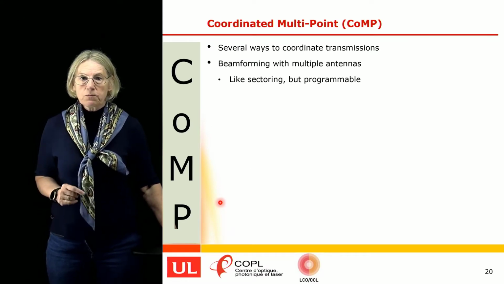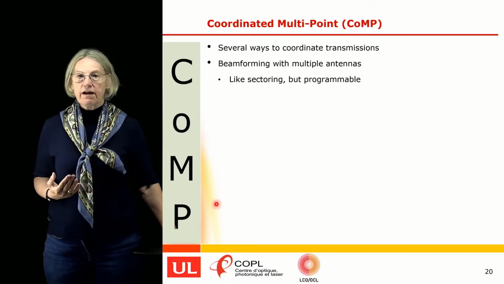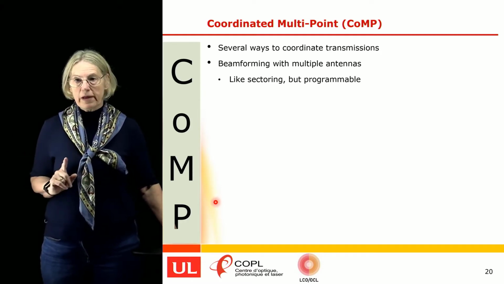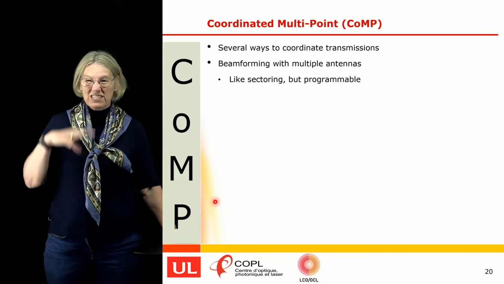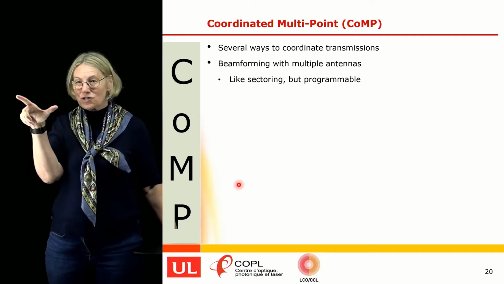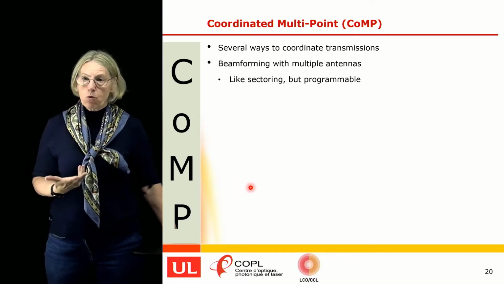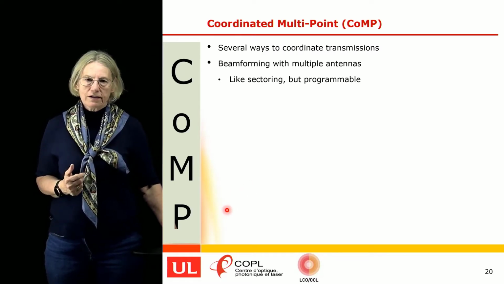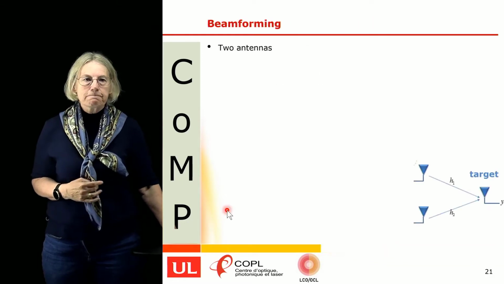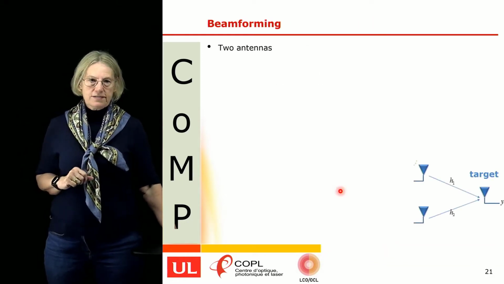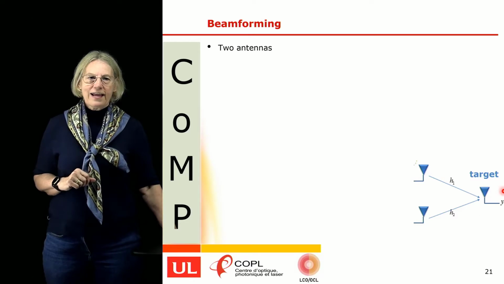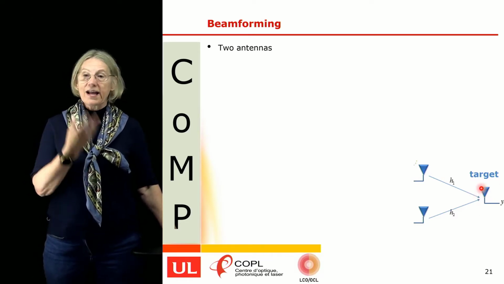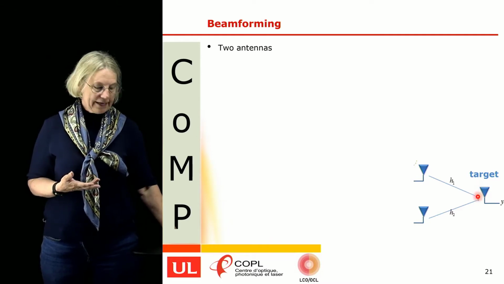So coordinated multipoint coordinates transmissions at the RF level, and there's many ways to do this. One simple way is beamforming with multiple antennas. We can think of sectorized antennas which only look in a certain direction, but beamforming is a more powerful solution, and it's like a programmable way to do sectoring. So let's see what that means. Suppose I have just two antennas at my cell site, and I have a mobile unit, which is my target, another antenna, and I want to enhance my communications with that target antenna.